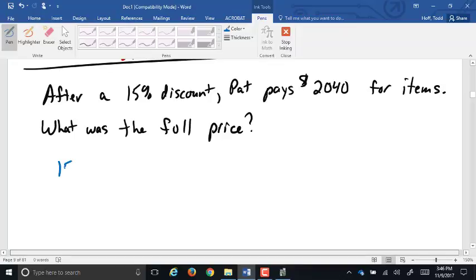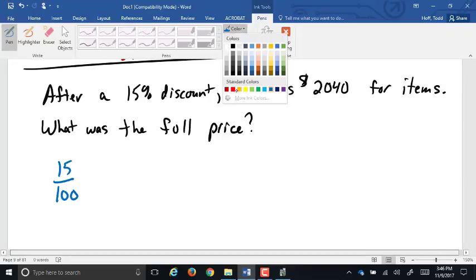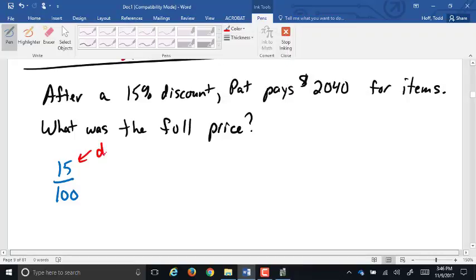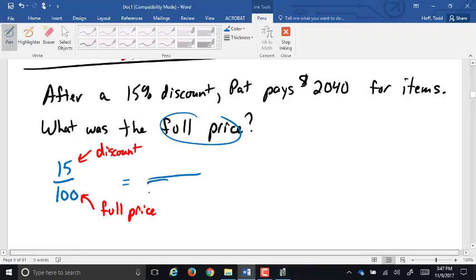Well, here we have 15%. The 15 represents the discount, right? 100 represents full price. We're looking for the full price, right? We're looking for this number. Do we know the discount? No, we don't. The 2,040, that's the price after the discount. We don't know either one of these numbers over here, so this isn't going to work.